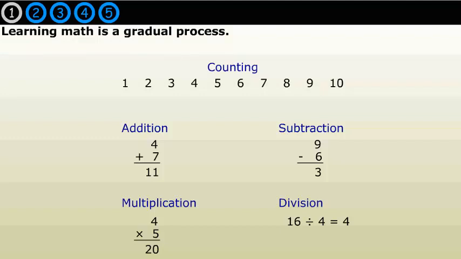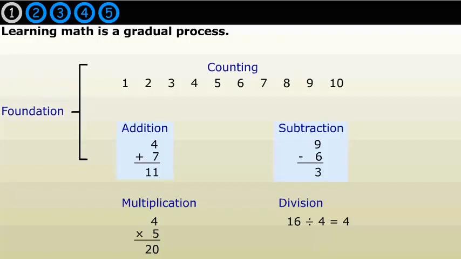You probably didn't realize it, but you started learning math long before your first math class. You learned to count even before starting school. Counting is the first step in learning math. Once you had a foundation in counting, you could learn addition and subtraction.